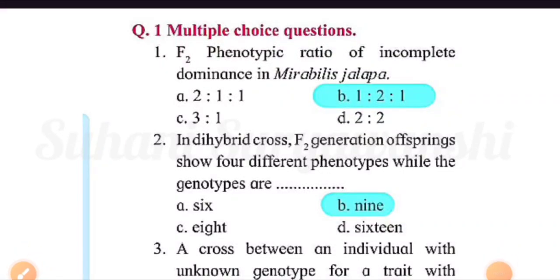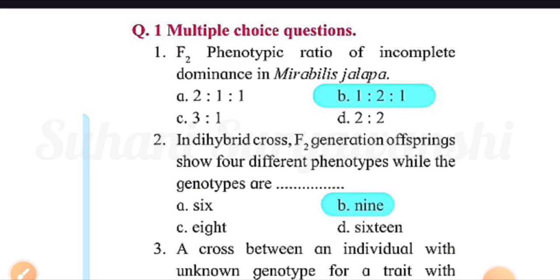So today we are going to see the exercise of chapter number 3, 12th standard biology, inheritance and variation. Let us start. Question number 1, multiple choice question. Sub question 1, F2 phenotypic ratio of incomplete dominance in Mirabilis jalapa is option A 2:1:1, option B 1:2:1, option C 3:1, option D 2:2. So the correct answer is option B, 1:2:1.